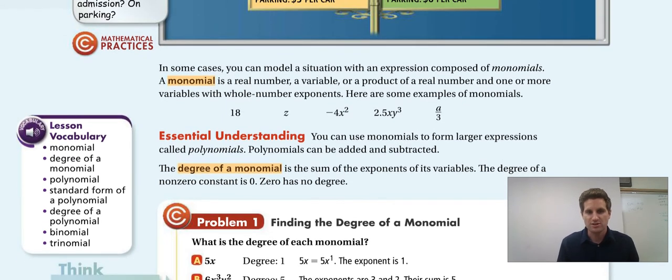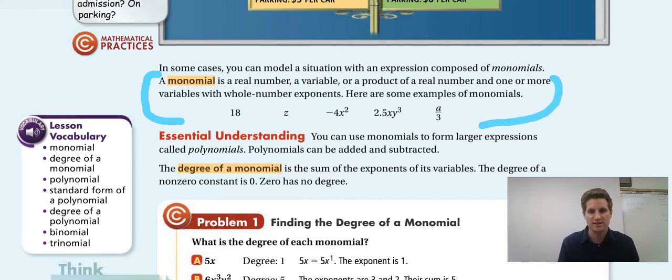So it says, in some cases, you can model a situation with an expression composed of monomials. What is a monomial? A monomial is a real number, a variable, or a product of a real number and variable, and one or more variables with whole numbers. Here are some examples. Go ahead and write all of that down right in here.